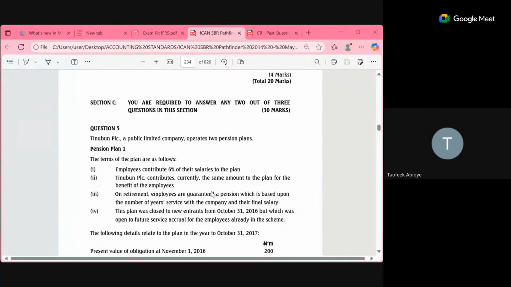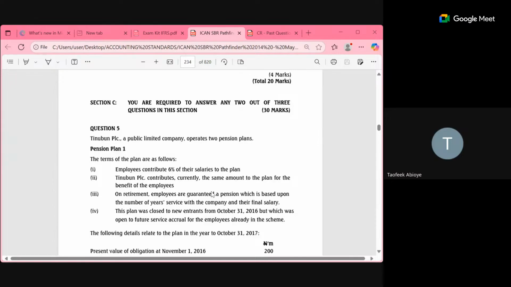Okay. So this plan was closed to new entrants on October 31st, 2016, but it was open to future service accrual for the employees already in the scheme. The following details relate to the plan in the year ended October 31st, 2017.